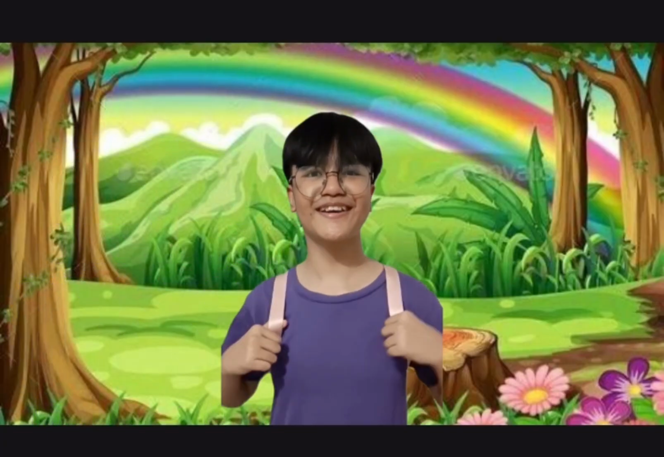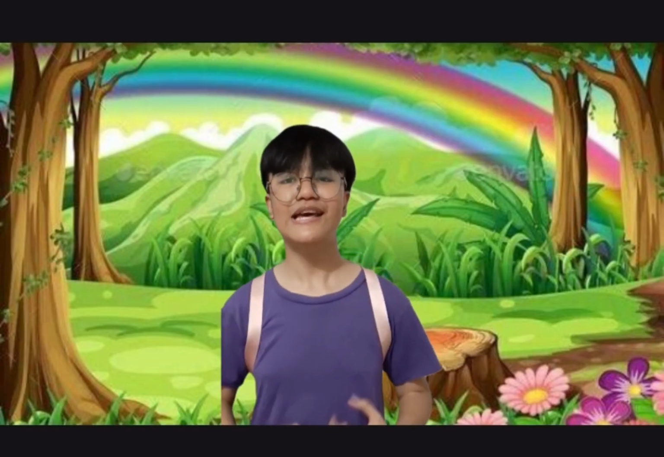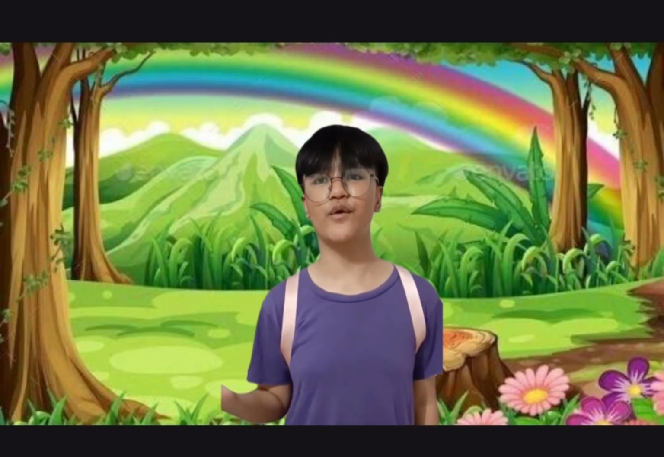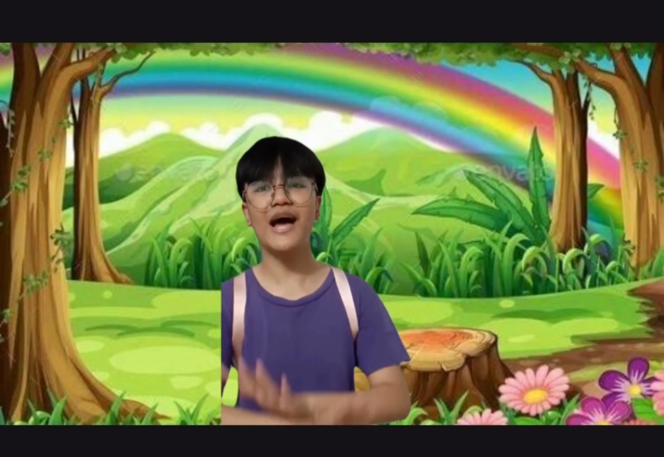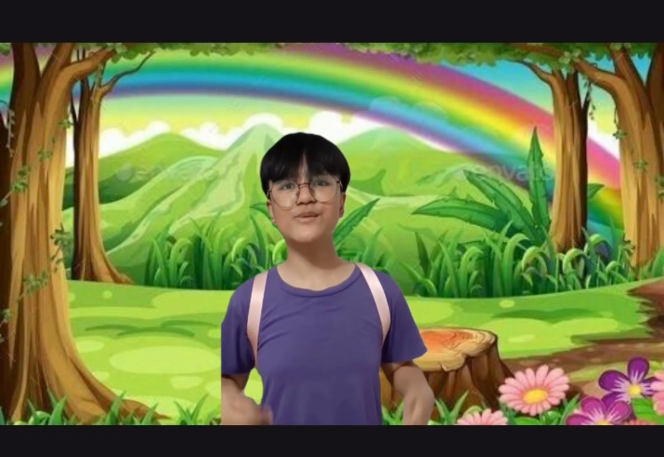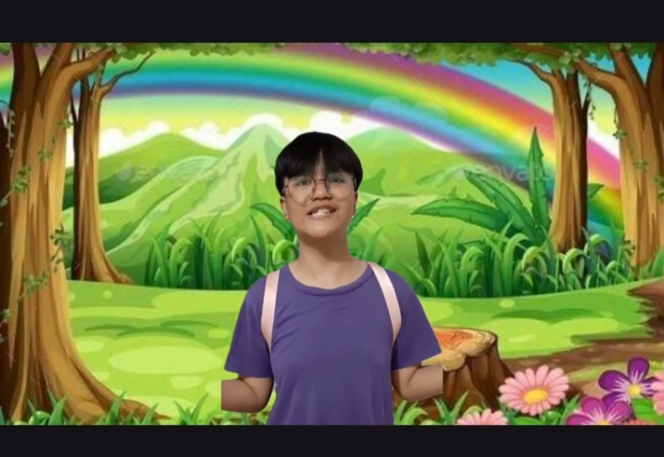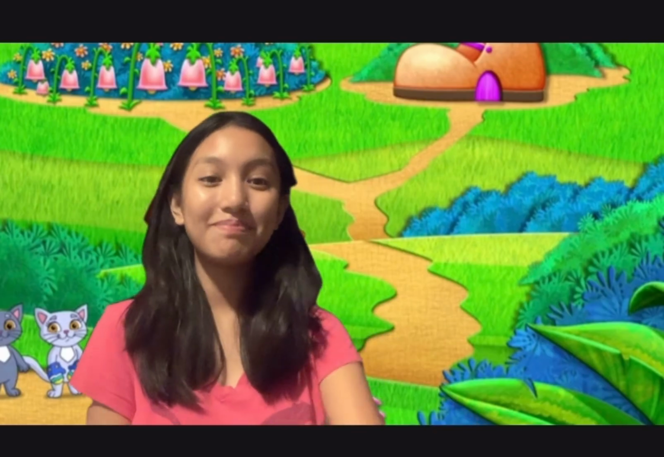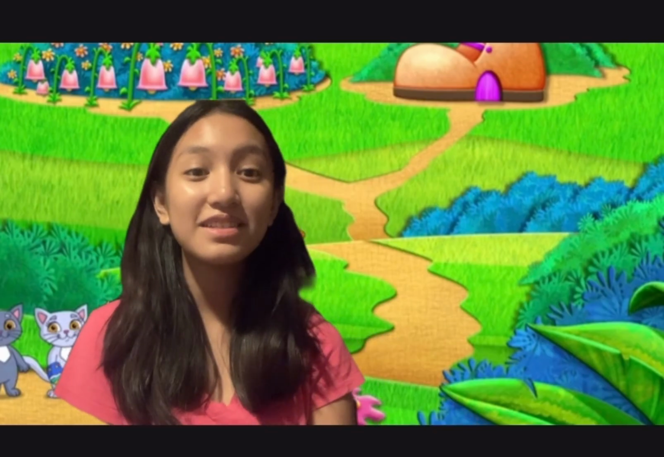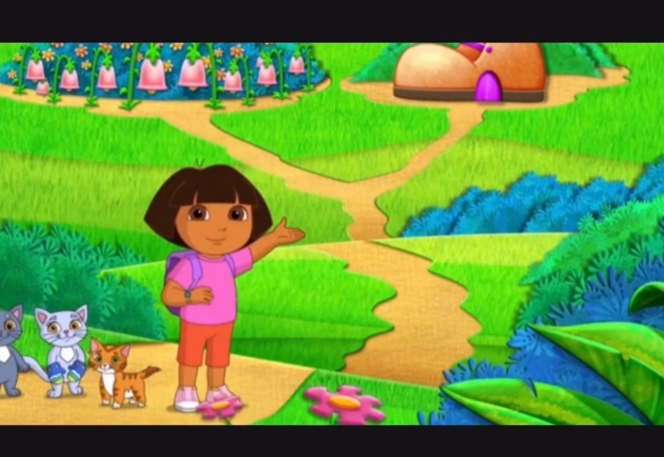Inside me today, I have a square root, a fraction, and a magical math one. This will help Dora rationalize denominators. Thanks, Backpack. Now, let's start our math mission.